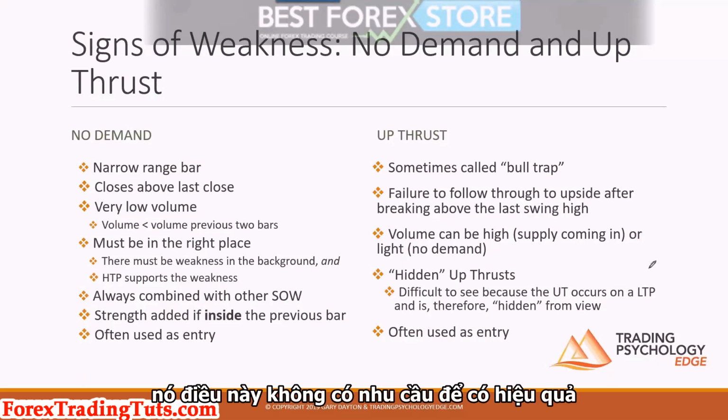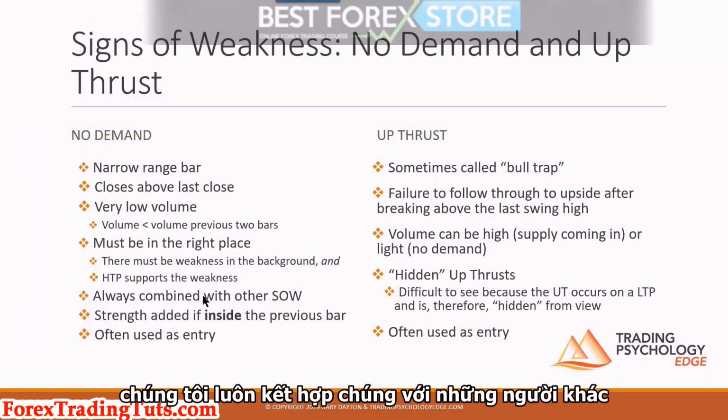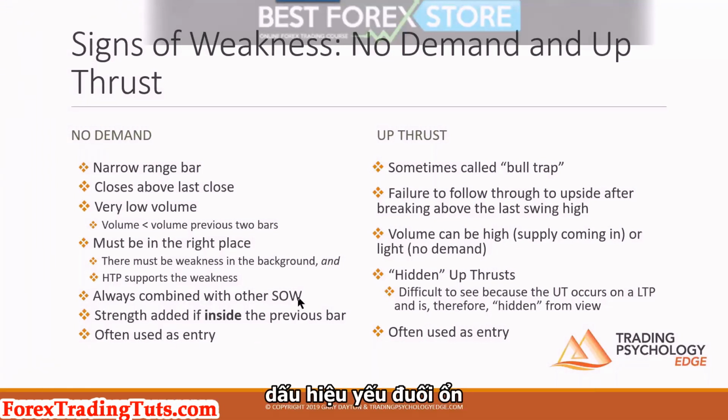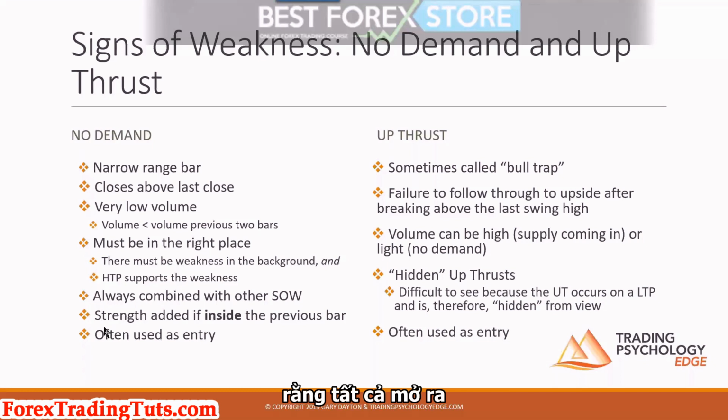No demand, to be effective, has to be in the right place. We see no demand all the time on all the charts, but that doesn't mean it's a good no demand. We want them where there's other weakness. We're always combining them with other signs of weakness, okay? So there must be weakness in the background. And in the way I like to trade, and what I'm going to suggest to you here, the higher time frame supports that weakness. We'll see how that all unfolds.